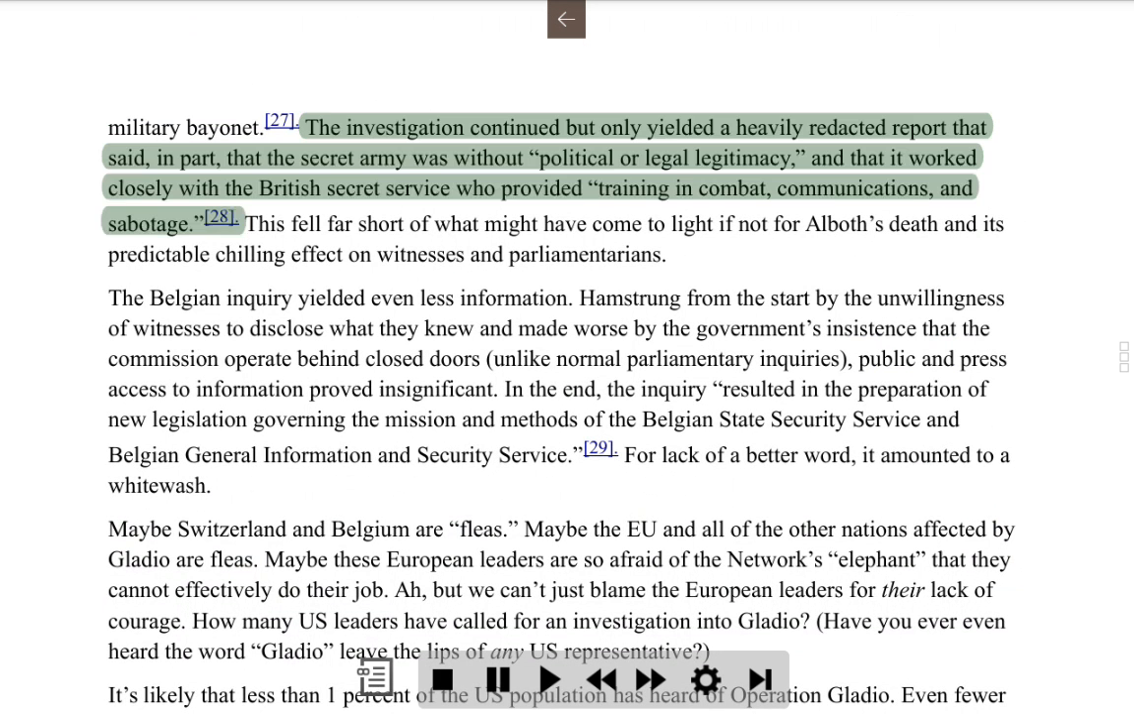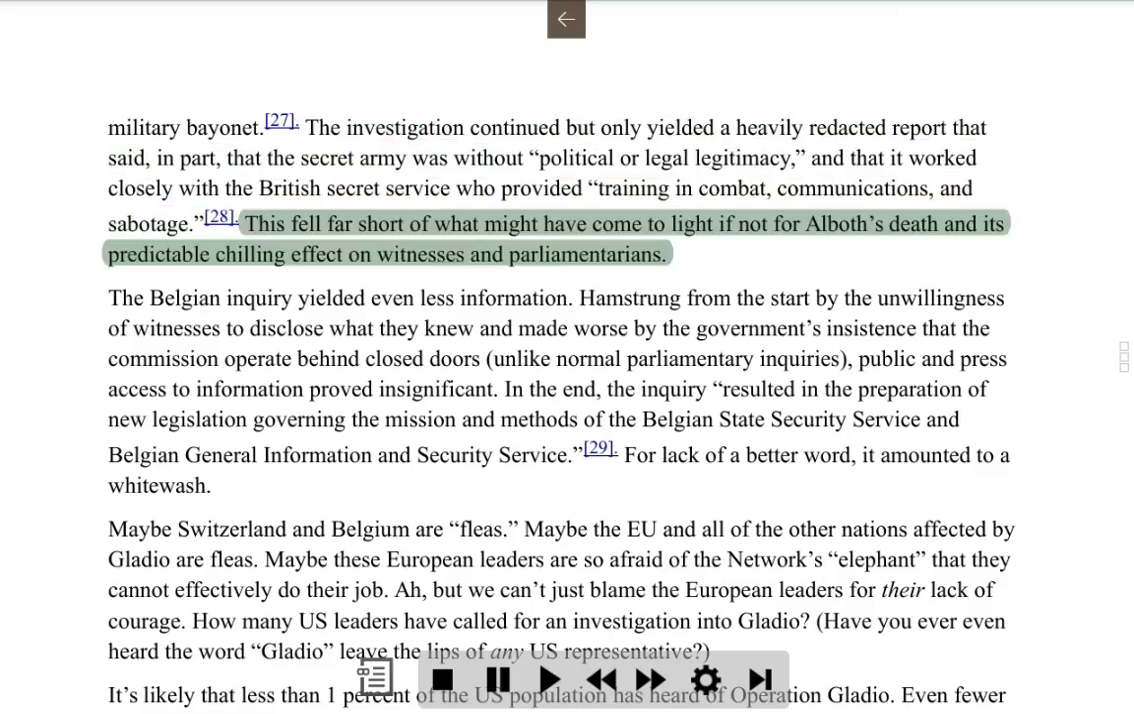27. The investigation continued but only yielded a heavily redacted report that said, in part, that the secret army was without political or legal legitimacy, and that it worked closely with the British Secret Service who provided training in combat, communications, and sabotage. 28. This fell far short of what might have come to light if not for Ulboth's death and its predictable chilling effect on witnesses and parliamentarians.